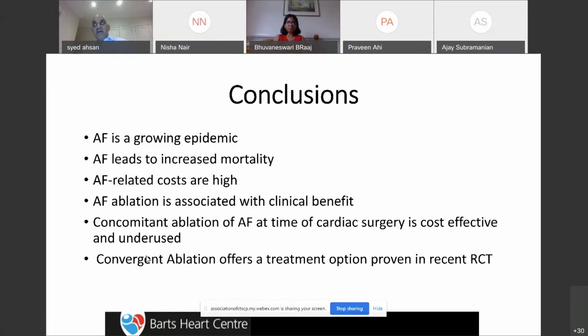We've demonstrated that AF ablation is associated with significant clinical benefit, and concomitant ablation at the time of cardiac surgery is not only cost-effective, but works and is underutilized. Convergent ablation, as we've just seen, offers a treatment proven in a recent randomized controlled trial and is the first way we can use a true multidisciplinary heart team.